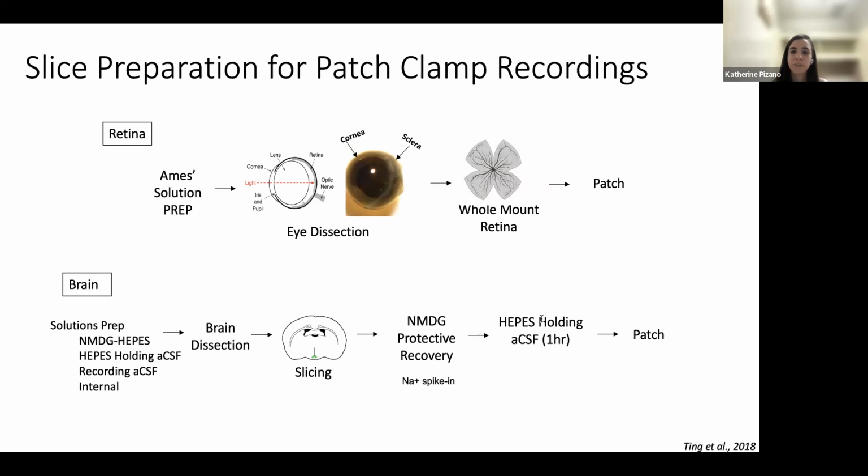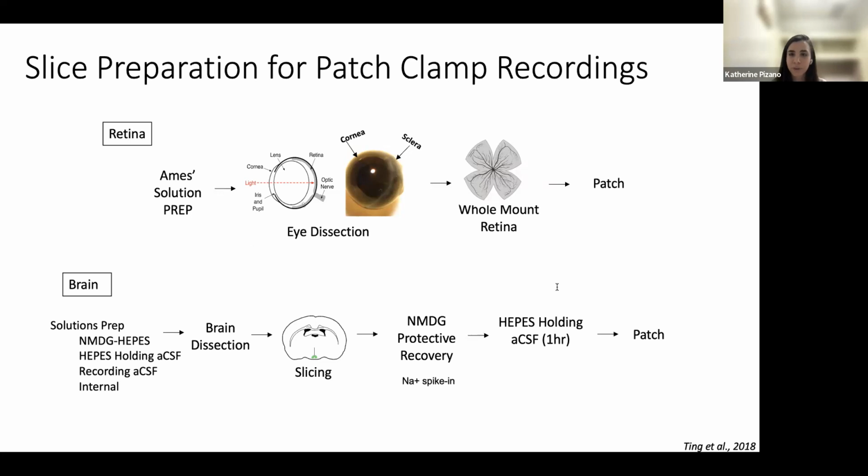And this recovery step that is important within this protocol is known to be low in sodium. It's low in calcium and high in magnesium, from which you then slowly add sodium in what they call the sodium spike-in over incremental time points, depending on the age of the animal. So you can adapt it to your needs. And we've incorporated this protocol pretty faithfully in our lab.